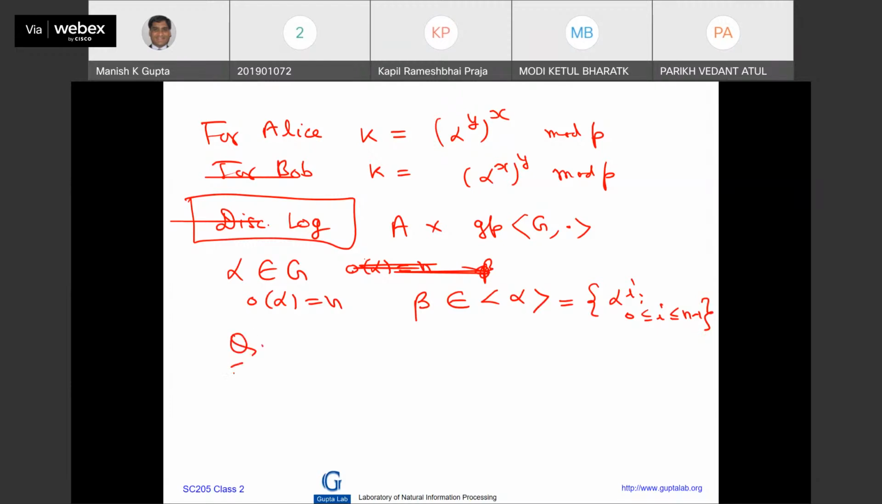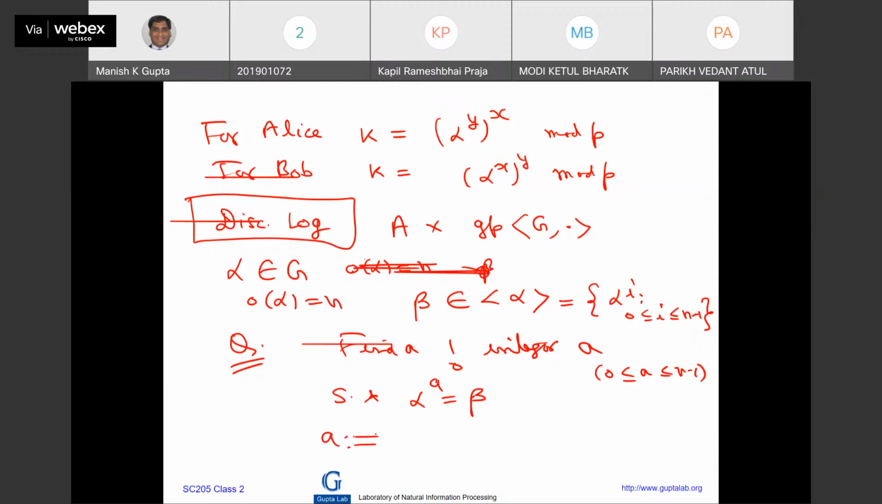So the discrete log problem in terms of a group can be defined: find a unique integer a, with 0 less than or equal to a less than or equal to n minus 1, such that alpha raised to a is equal to beta. Here a is defined as the discrete log of beta at base alpha.